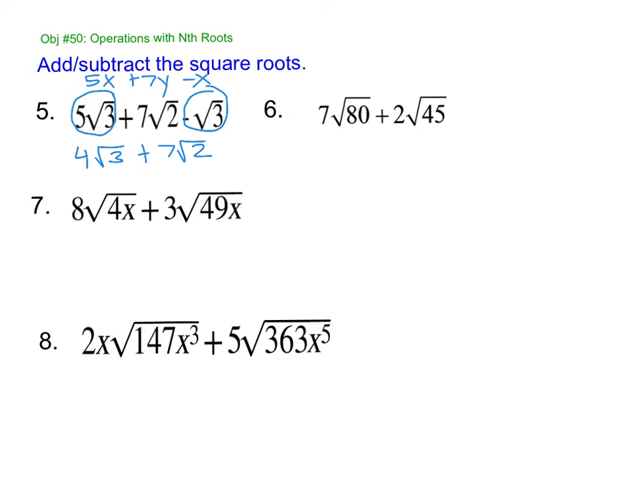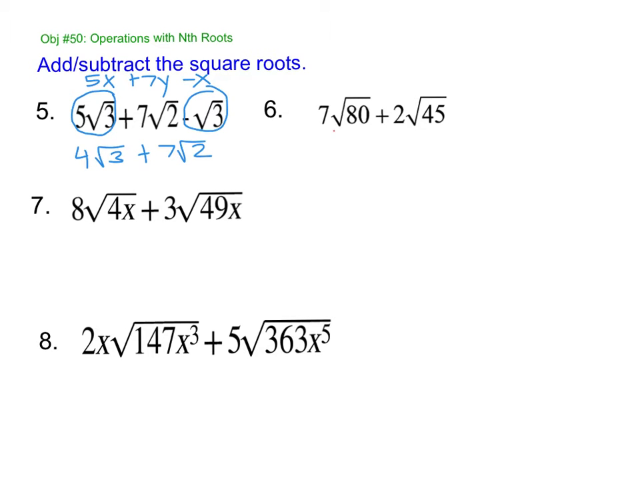So in number 7, we can't add those, right? Because the radicands are different, the inside number. But think about what we could do here. With multiplying, we multiply first, then simplify. Adding and subtracting is the opposite. Because we can't add unless the radicand is the same, we have to simplify first. So pause the video, you're going to simplify, and then you'll be able to add them.